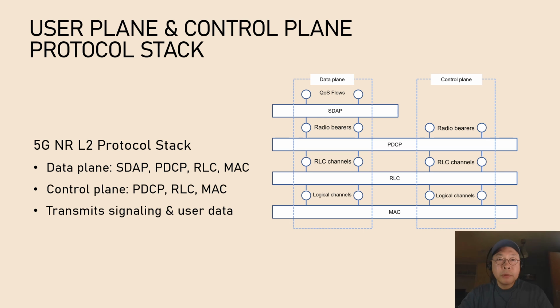This figure shows a simplified 5G NR Layer 2 protocol stack. The data plane includes SDAP, PDCP, RLC, and MAC, while the control plane consists of PDCP, RLC, and MAC. Through this stack, both user data and signaling messages are transmitted.